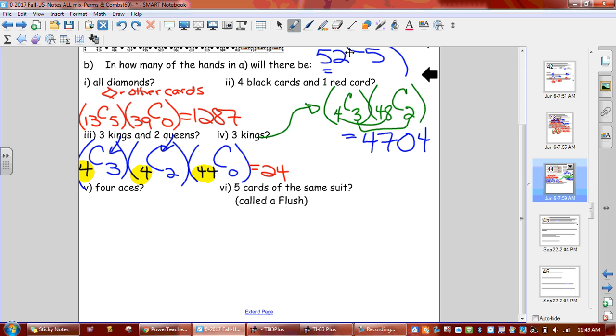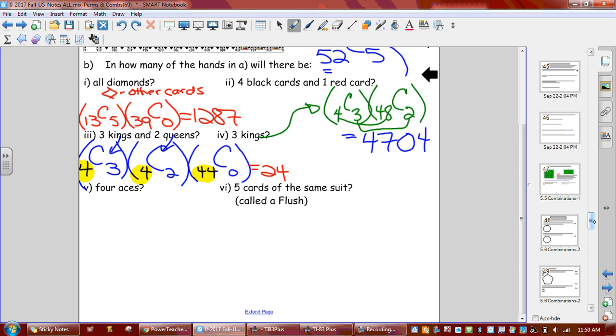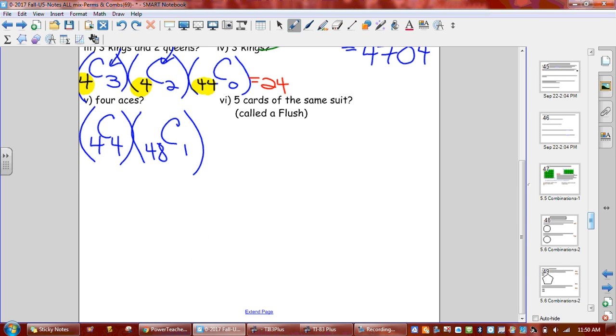All right, 4 aces. Well, how many aces are in the deck? 4 of them. You're going to need all 4. So 4 choose 4, there's your aces. If you want a 5-card hand, you've got 48 choose 1, because you need to choose 1 more card. Because you have 48 other cards out of 52, and then 5 cards, right? So 4 choose 4 and 48 choose 1. All right, that's going to give us a total of 48. Okay?